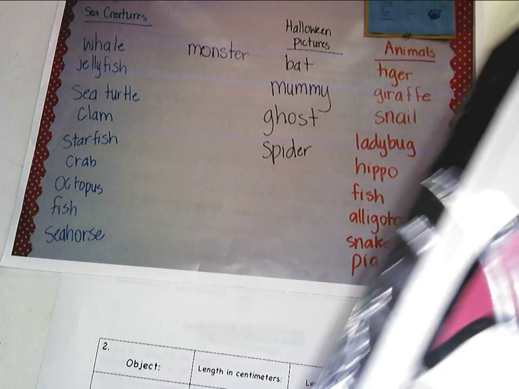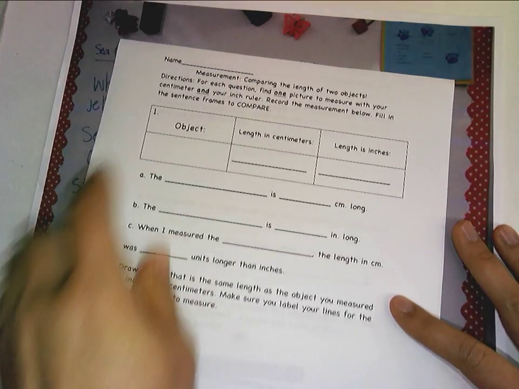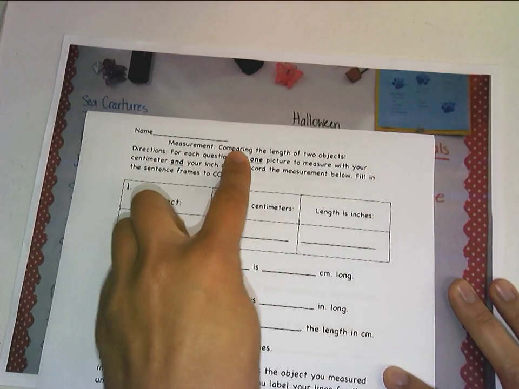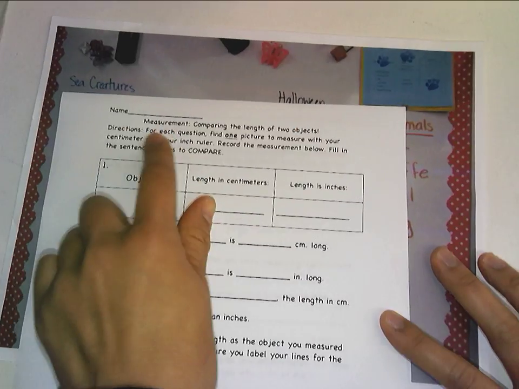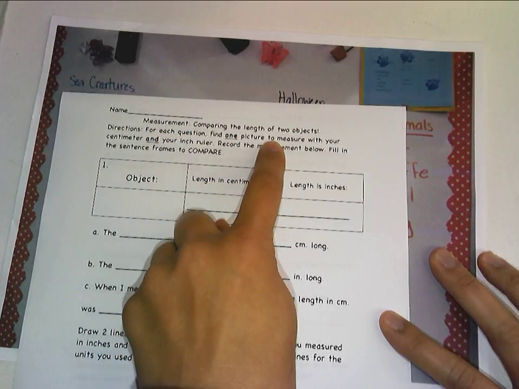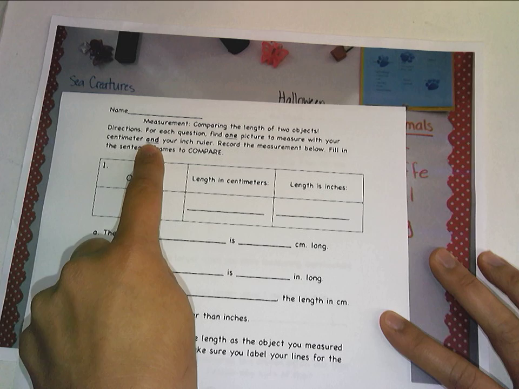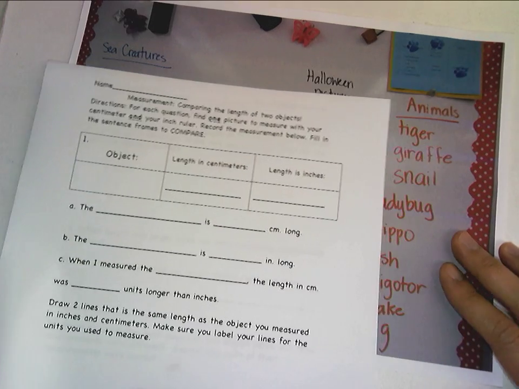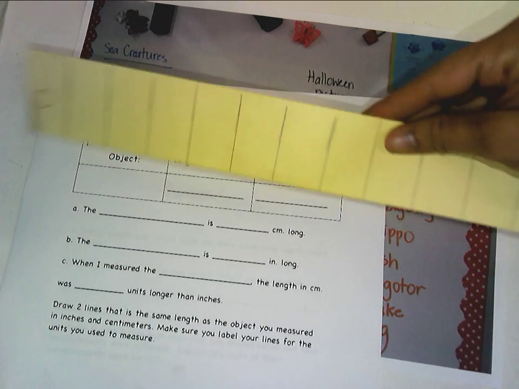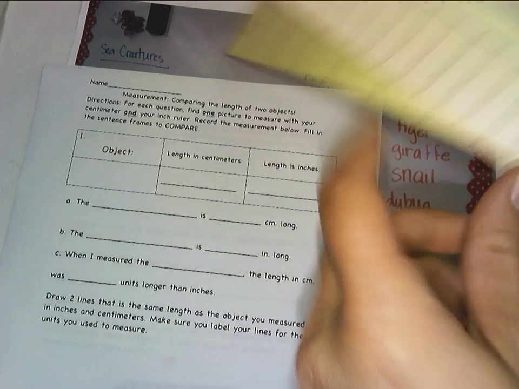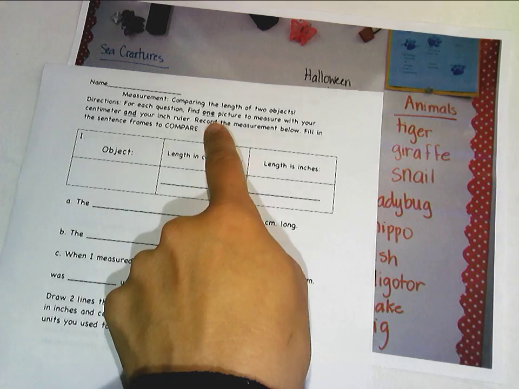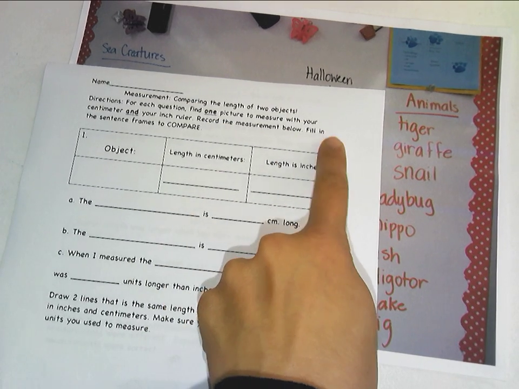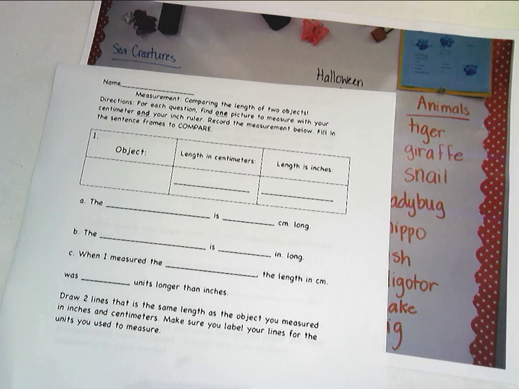So I have the Halloween pictures today, and here you're going to compare the length of an object, okay? The directions for each question: find one picture to measure with your centimeter and your inch ruler. So you're using both your inch ruler and your centimeter ruler for one picture, okay? You need to record the measurements below and fill in the sentence frames to compare, okay?